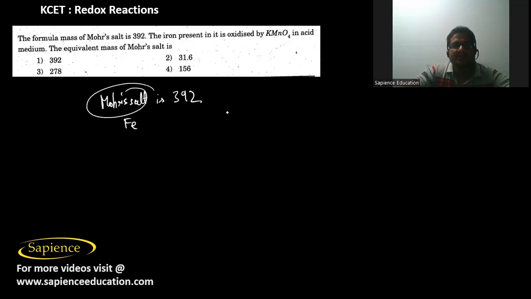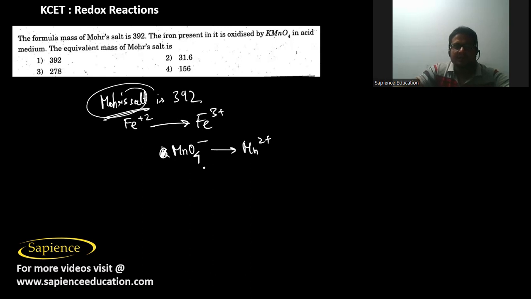So it is oxidized by KMnO4 in the acidic medium. In Mohr's salt, as we know, iron is in +2 oxidation state. So it will be oxidized to Fe3+ ion in the presence of KMnO4 in the acidic medium. Here MnO4- ion will change into Mn2+ ion. So it will gain 5 electrons, since Mn is in +7 oxidation state. Here Fe2+ will lose 1 electron only.